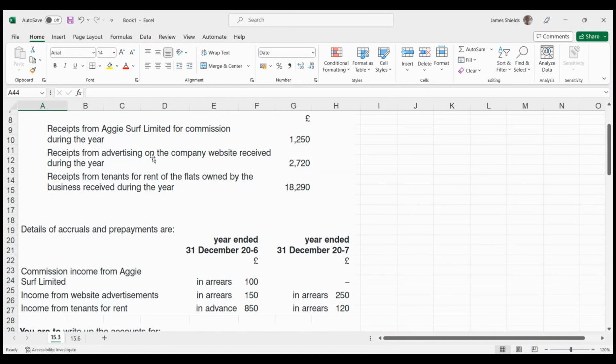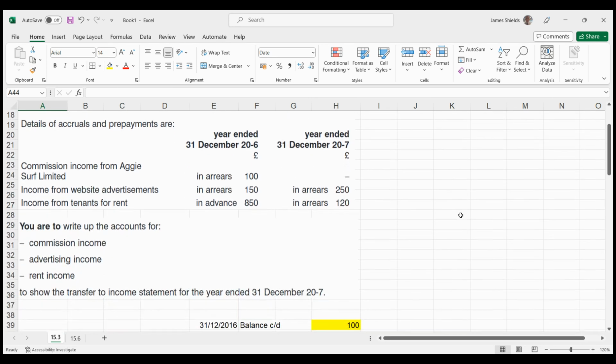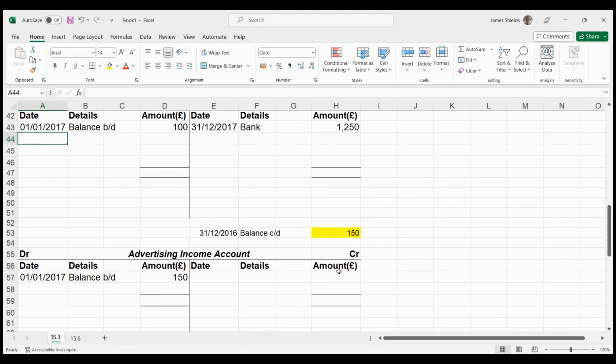Receipts from advertising, received on the year were 2,720. So against income, so it's on the credit side of my advertising. So that's 2,720. That's the bank. So again, it'll be on the bank debit side because it's income in the bank, money going in. So therefore, on our advertising income account, it'll be the opposite side, which is the credit side. And that's going to be the 31st of December 17.